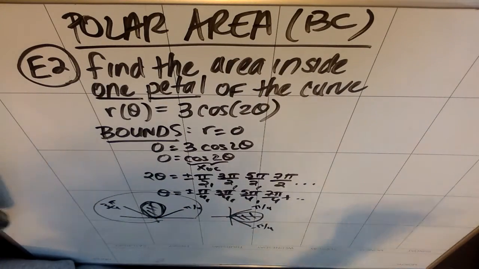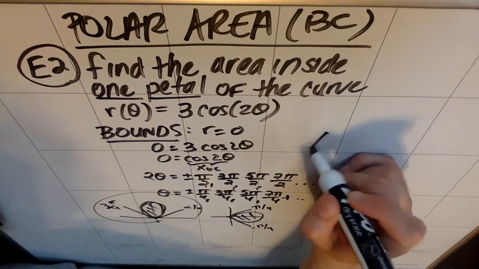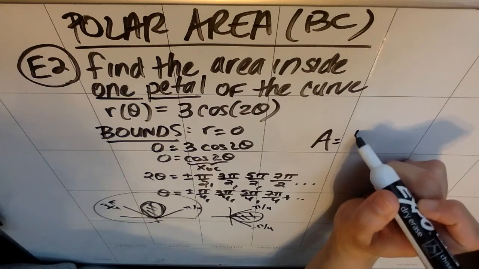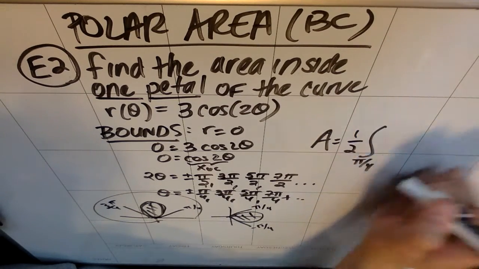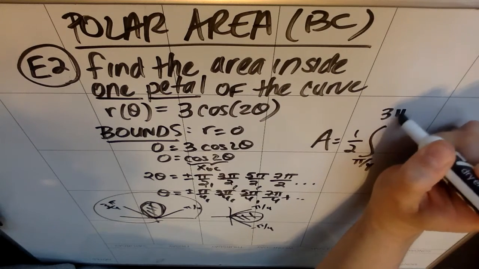Once I've found my bounds, which seems like a lot of math but it's not awful, I realize that the area inside a polar curve is 1/2 the integral from whatever my first bound is, which I chose to be pi over 4, to the last bound, which was 3 pi over 4.